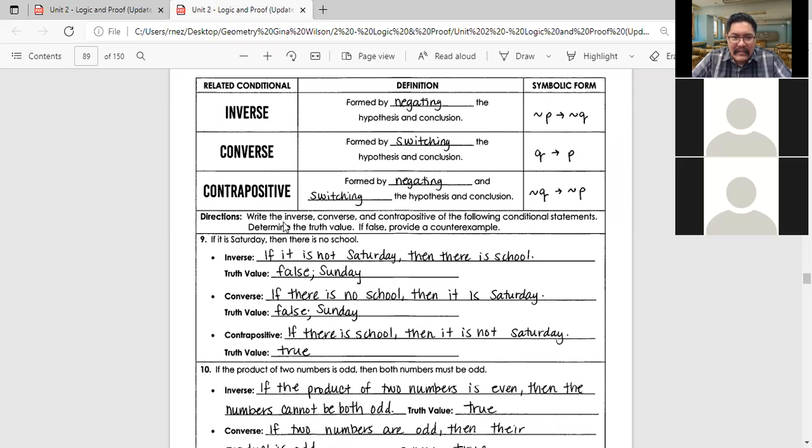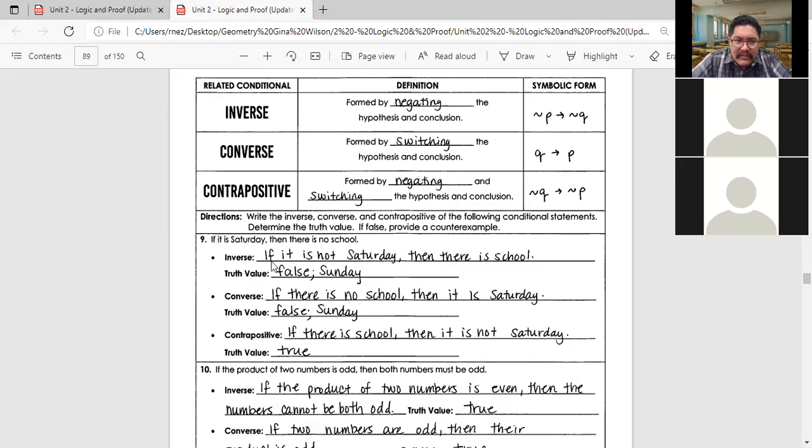So let's see: write the inverse, converse, and contrapositive of the following conditional statements. Determine the truth value, and if it's false, provide a counterexample. All right, so they start off with: if it is Saturday, then there is no school.